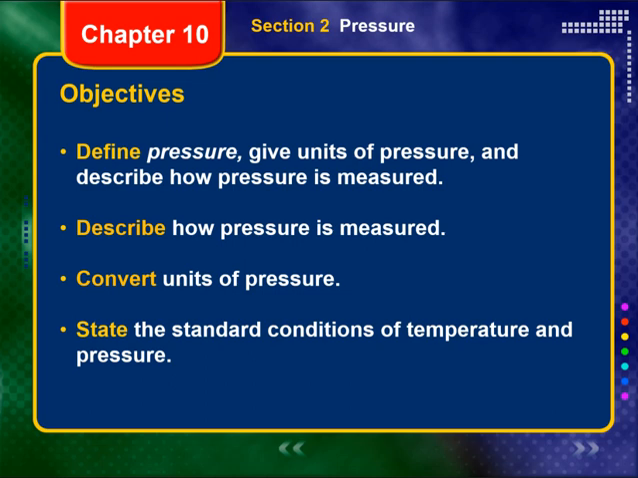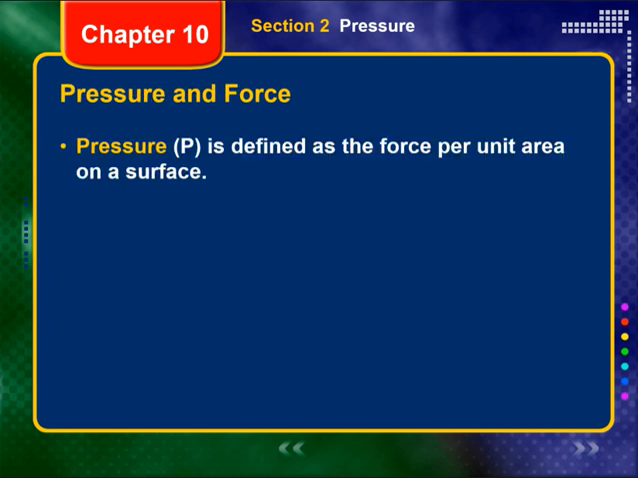I also want you to be able to convert units of pressure. There is more than one unit of pressure, and you have to be able to convert between those units, but because we know about the factor label method of dimensional analysis, that should be no problem as long as we have our statements of equality. Lastly, state the standard conditions of temperature and pressure. There's something called STP, standard temperature and pressure, and you need to know what those are.